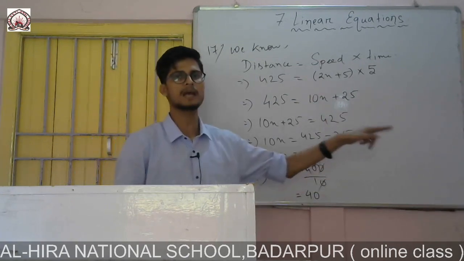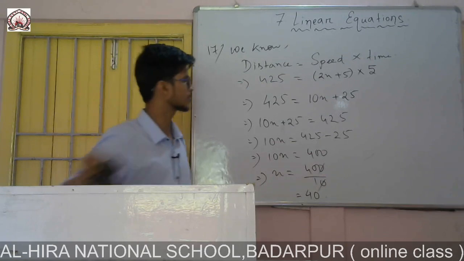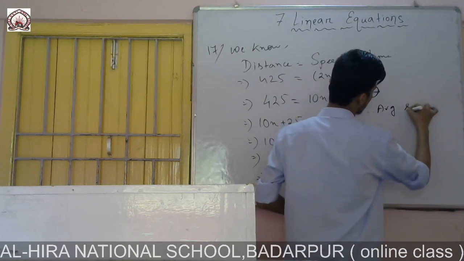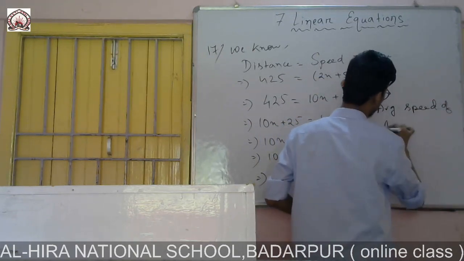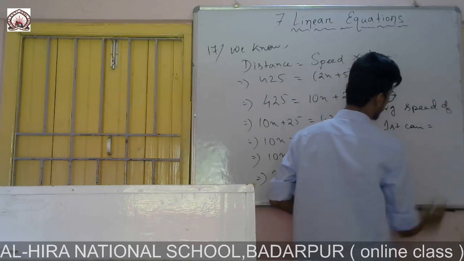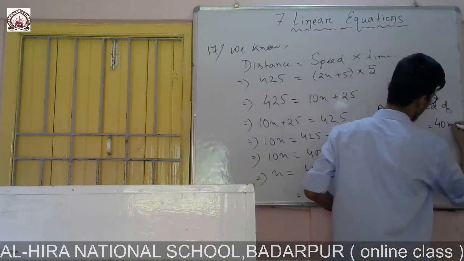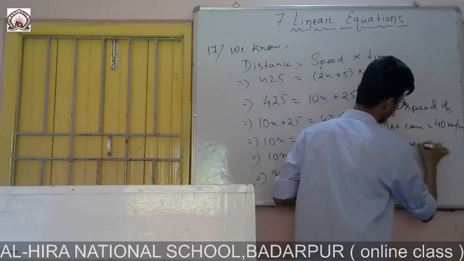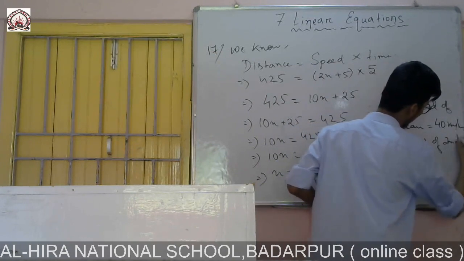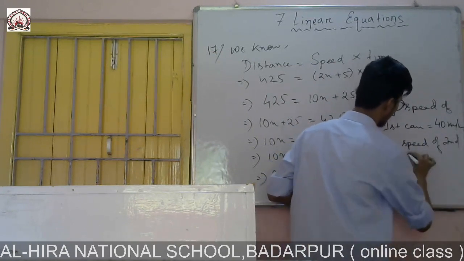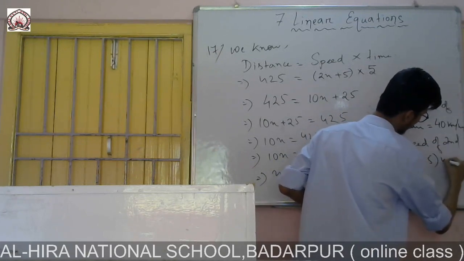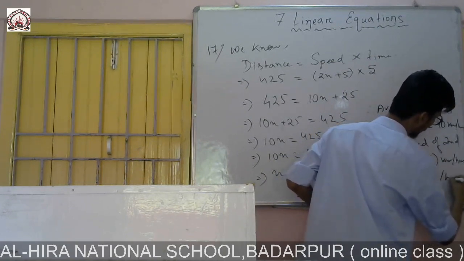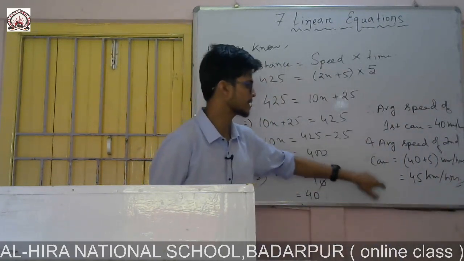So I will write 40 plus 5, it will be 45 km per hour. So you write, therefore, average speed of fast car equals 40 km per hour and average speed of second car equals 40 plus 5 km per hour, which will be equal to 45 km per hour. So these are the average speeds of both the cars.